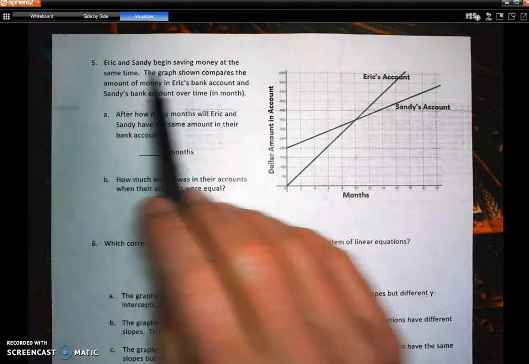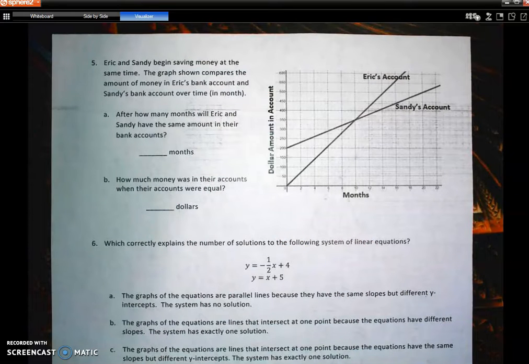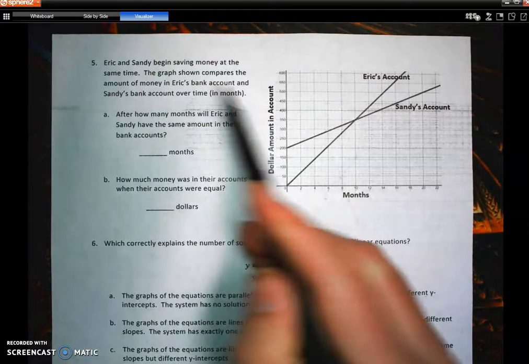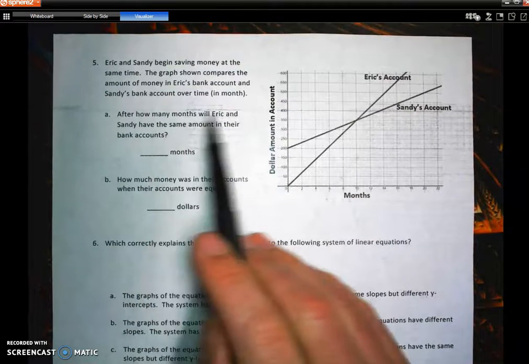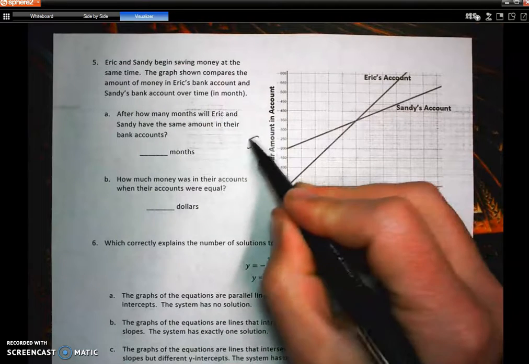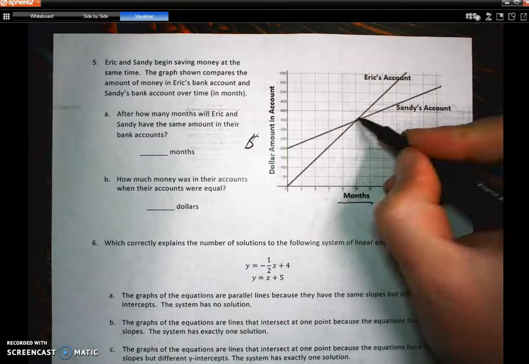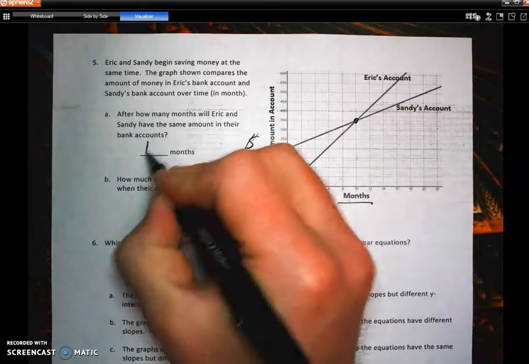Eric and Sandy begin saving money at the same time. The graph compares the money of Eric in his bank account and Sandy's bank account over time. After how many months will Eric and Sandy have the same amount in the bank? We have months here and dollars over there. So when are they the same? It's right here at 10 months.